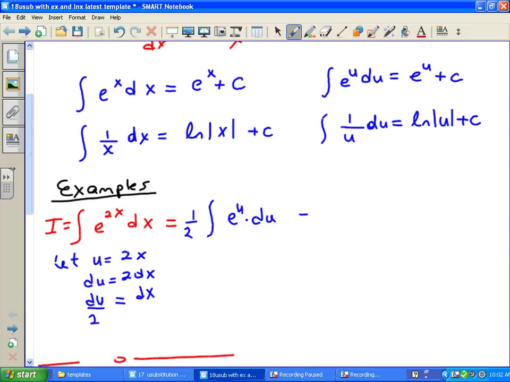Now, what do we know about the integral of e to the u du? Again, it's the easiest function to integrate. It's going to be itself. So that gives us 1 over 2 times e to the u plus c. And as always, replace the u back with its equivalent. You get 1/2 times e to the 2x plus c.